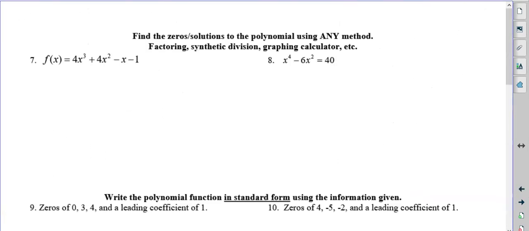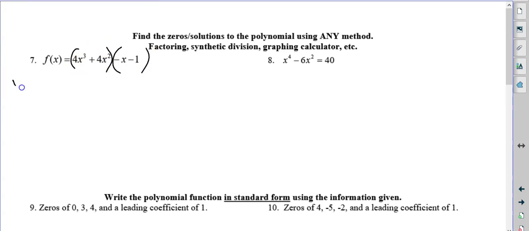Easy peasy. All right, number 7. Find the zero solutions using any method. Well, since this is a 4-1, I could do synthetic division. I could put this in the calculator, find one of the answers, and one of them does work. Okay. So I could do that. Or, to mix it up, I'm going to do factor by grouping.